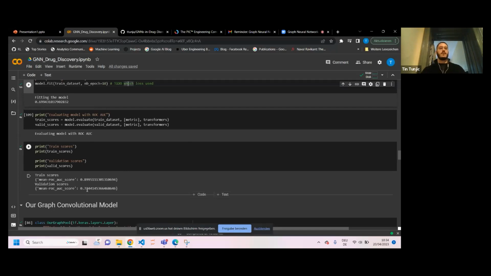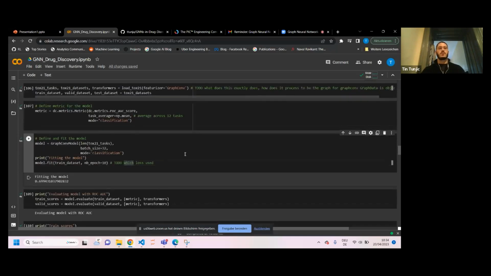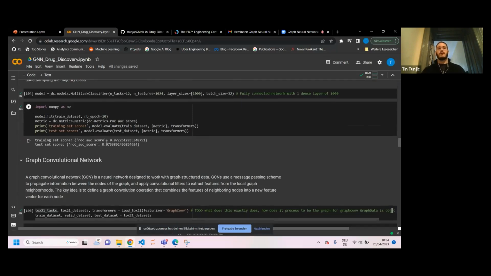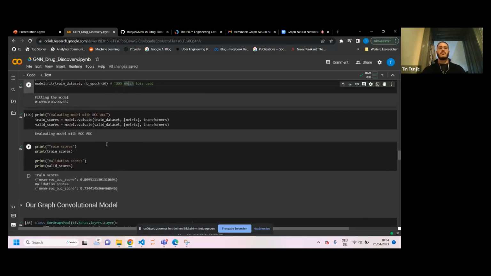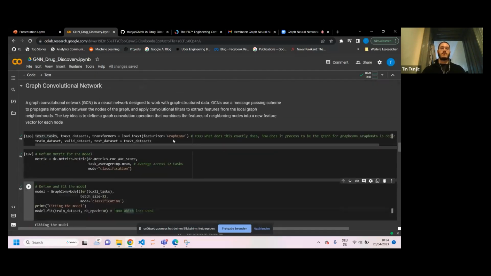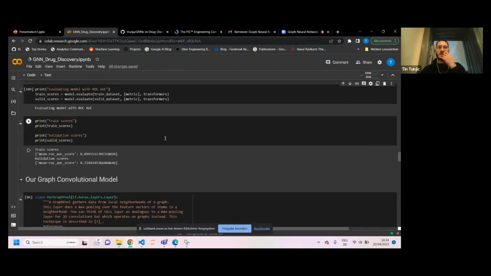Now, as you can see, the train score is a little bit worse than the multitask classifier, but as I said, it could be that this is already overfitted. But if you look at the validation dataset, it was 72.4% for the graph convolution network, and before it was 67.3. So a little bit more than 5% improvement, which is quite nice, especially since both models are not optimized.